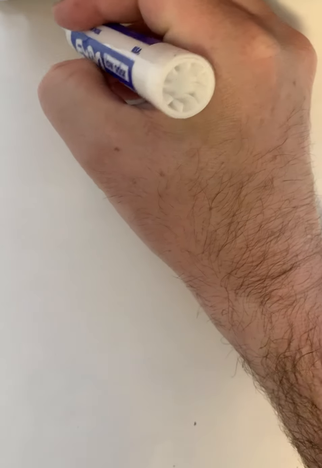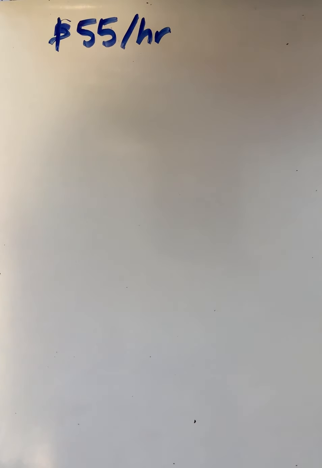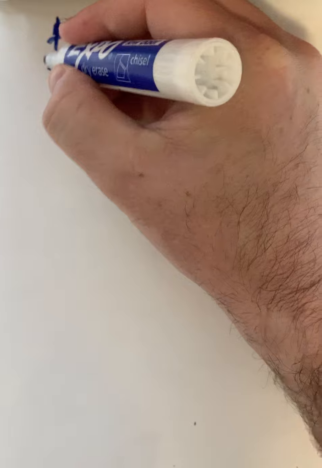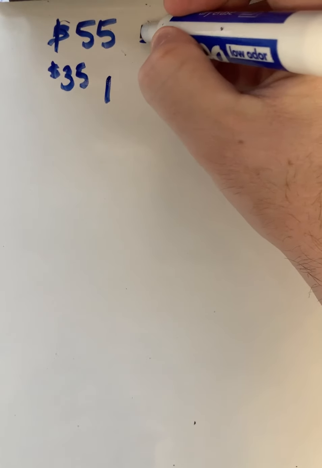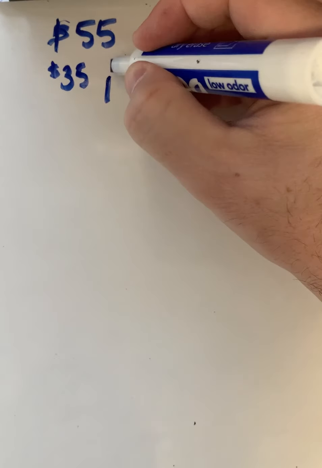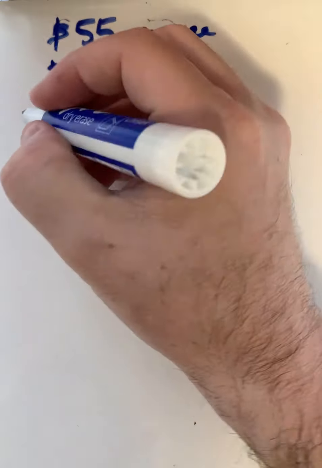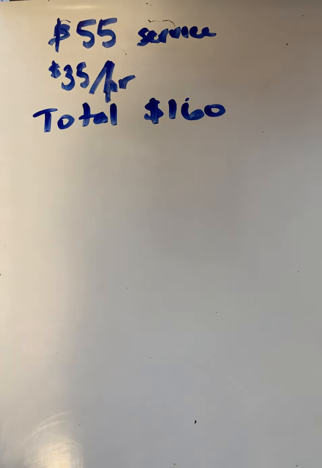Question number 1 said, a plumber charges $55 an hour for service. So he charges $55 for the service call, plus $35 per hour. Sorry, he charges for the service call, and this is per hour. So if the plumber's total bill was $160, how many hours did he work?